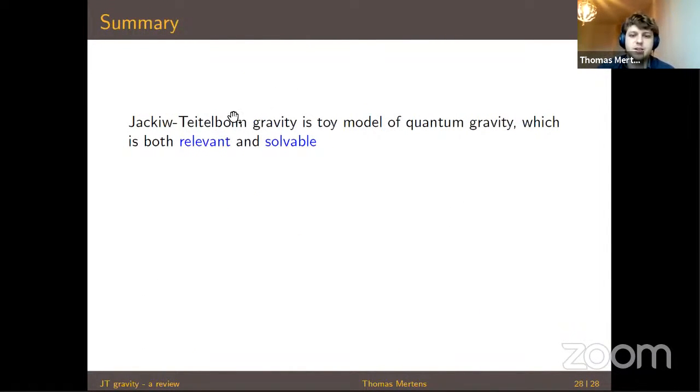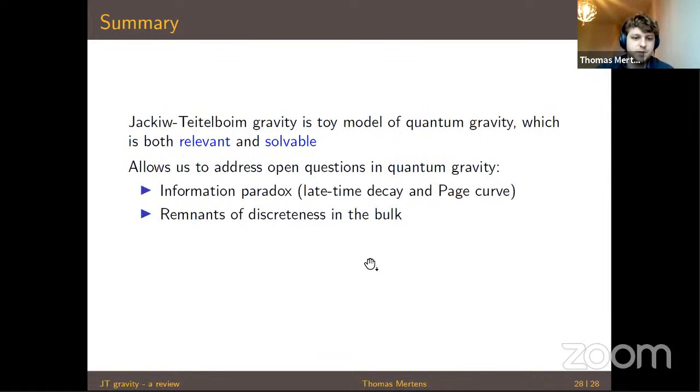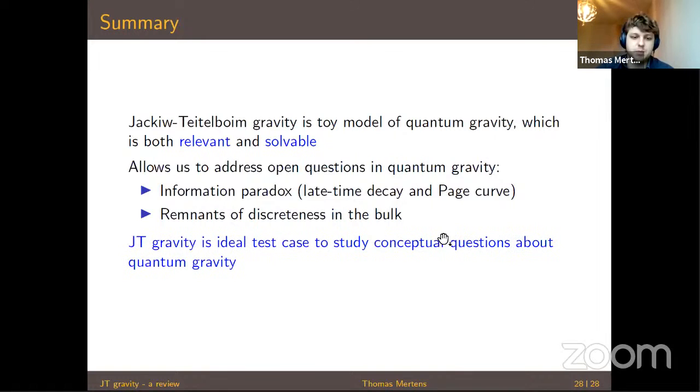So to summarize, JT gravity is a toy model of quantum gravity, which is both relevant for many reasons and also solvable, which makes it very interesting. And it allows us to address open questions in quantum gravity, such as making contact with the information paradox and remnants of discreteness in the bulk. And so I believe that JT gravity is an ideal test case model to study some of these conceptual questions about quantum gravity. So thank you.